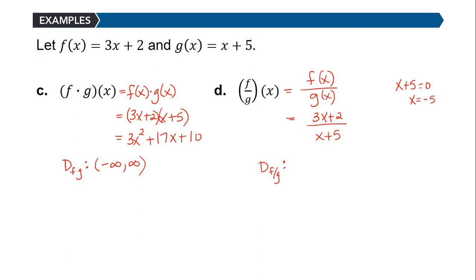So if we think about all real numbers except for negative 5, we will have negative infinity to negative 5, parentheses, union, parentheses, negative 5 to infinity.